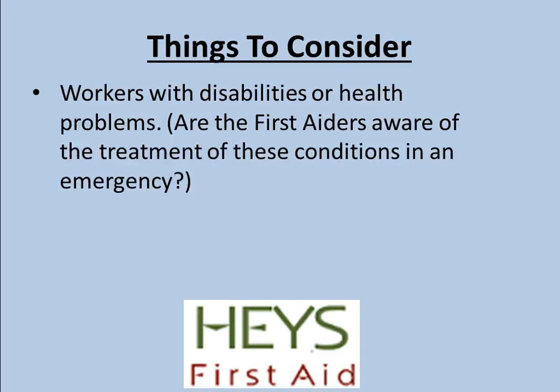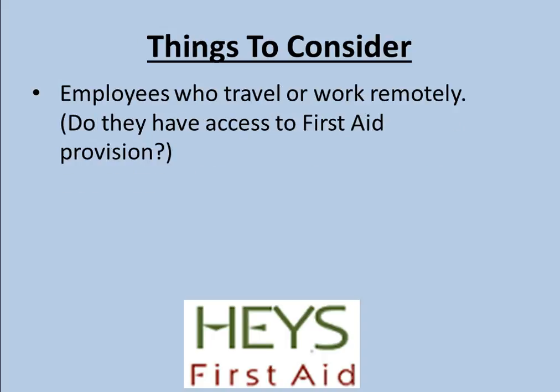We have to consider workers with disabilities or health problems. The first aider should have the ability to deal with these problems such as asthmatic emergencies, diabetic emergencies, or angina attacks, although there may be other conditions that we have to consider. We have to consider employees who travel or work remotely. These have to be thought of when you're doing the risk assessment, but it normally means that you have to provide a suitable first aid kit and a means of raising the alarm for them.